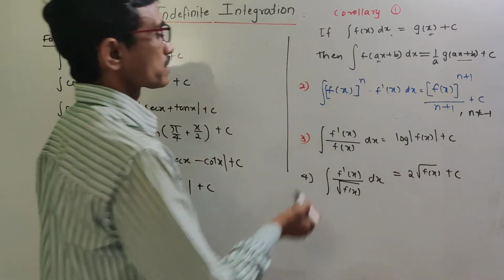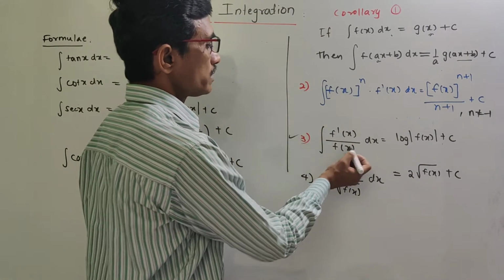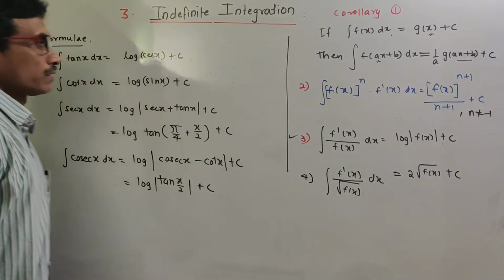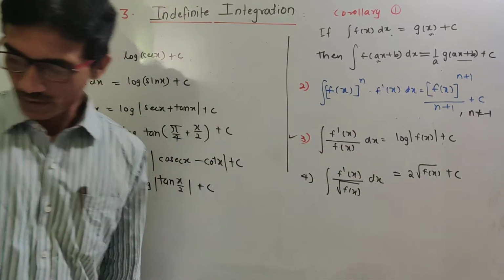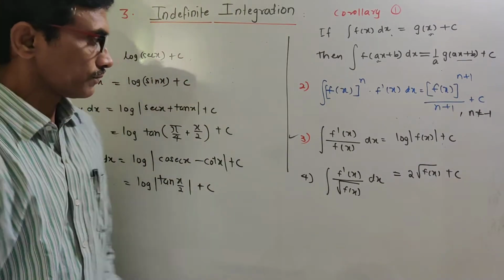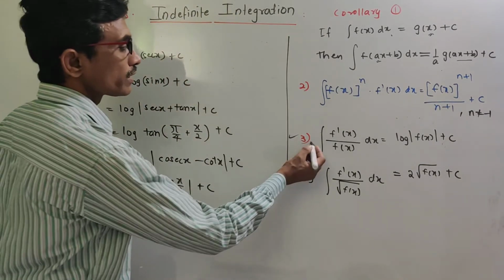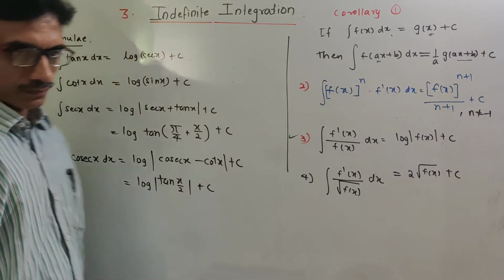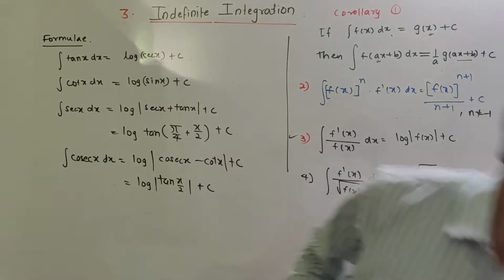So let us prove these corollaries by putting t is equal to f(x) over here. We put t is equal to f of x so that we can prove these corollaries.